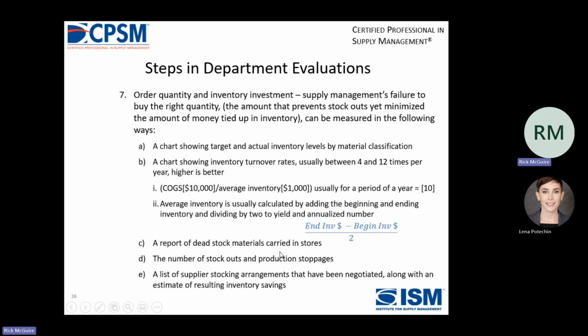A report of dead stock materials carried in stores, so stuff that isn't turning at all. The number of stockouts and production stoppages, usually measured on the production floor, and a list of supplier stocking arrangements that have been negotiated, along with an estimate of resulting inventory savings. This is usually where you have the supplier coming in and stocking stuff and counting it. It's like what we do with fasteners.